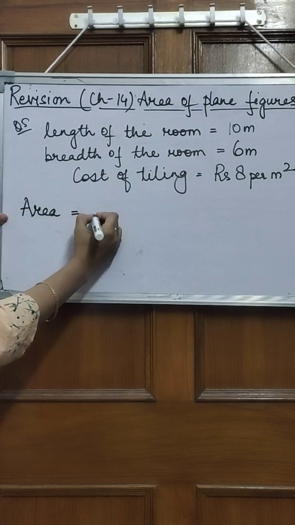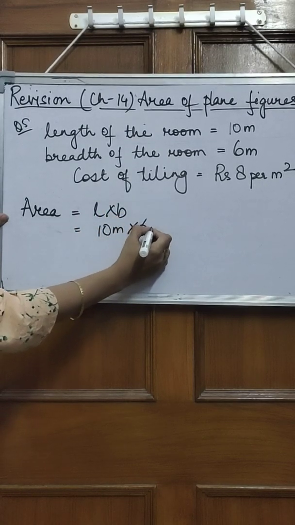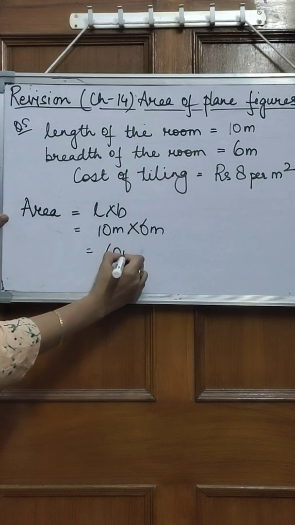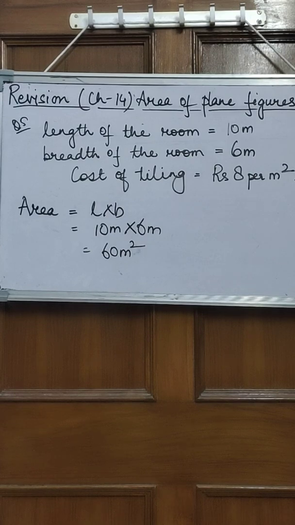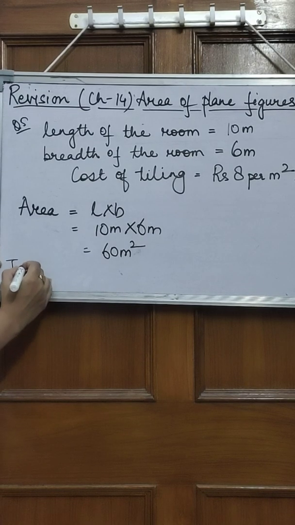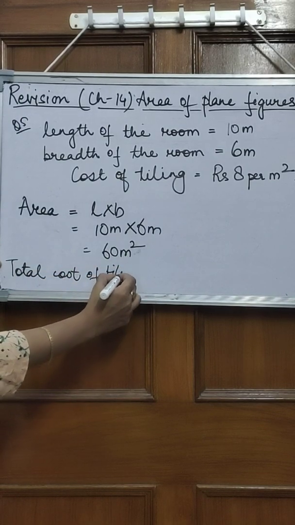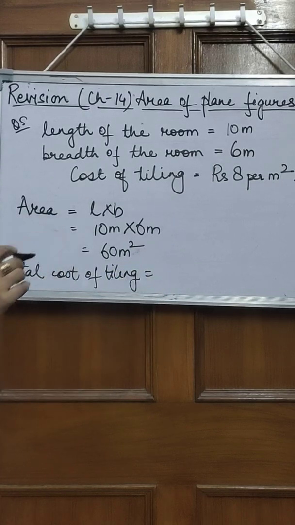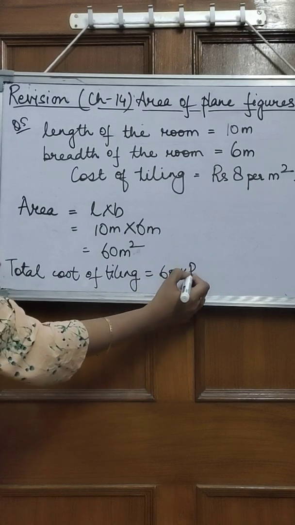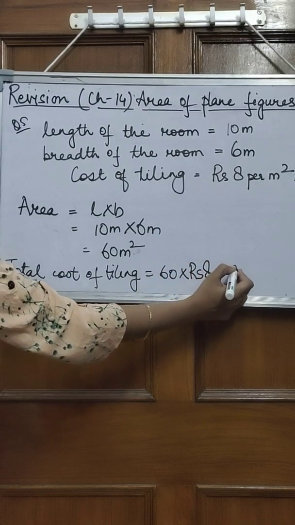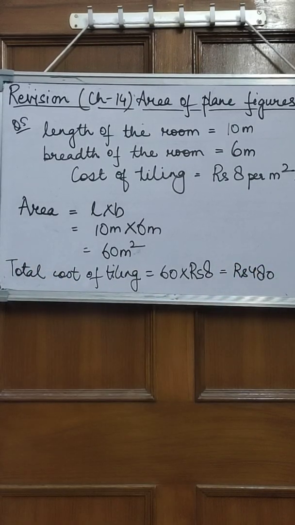So area of the room is L into B, that is 10 meter into 6 meter, which is equal to 60 meter square. This is the area of the room. So what will be the total cost of tiling? So total cost of tiling will be whatever is the area multiplied with the cost. So it's 60 into rupees 8, and that will be equal to rupees 480.